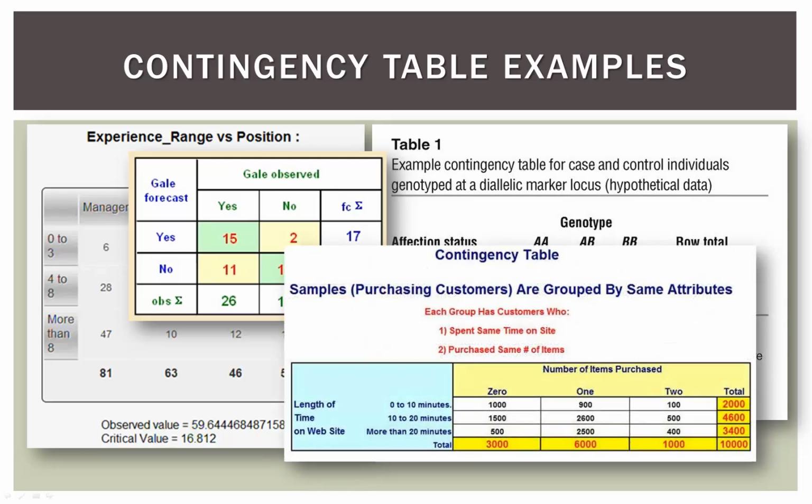Now here is a contingency table for purchasing behavior. So on the left-hand side, we have the time spent on a website, and then along the top, we have the number of items purchased. And as you can see, we have totals for each row and totals for each column.